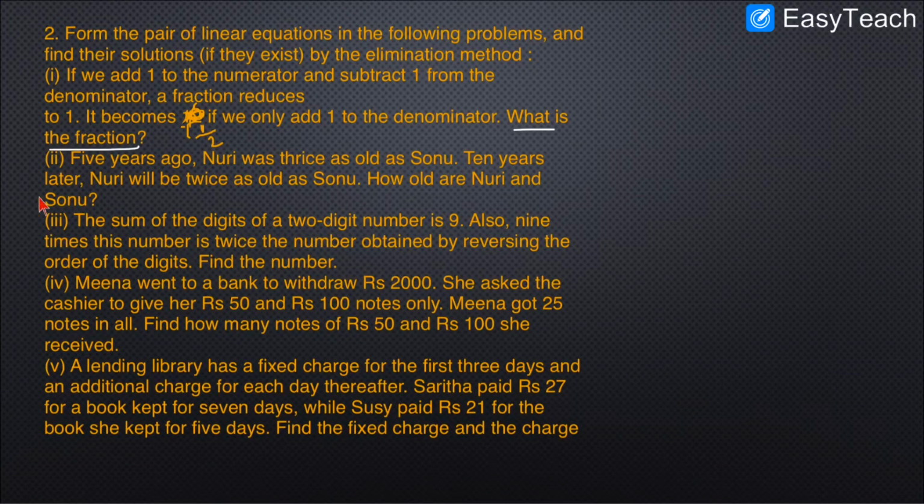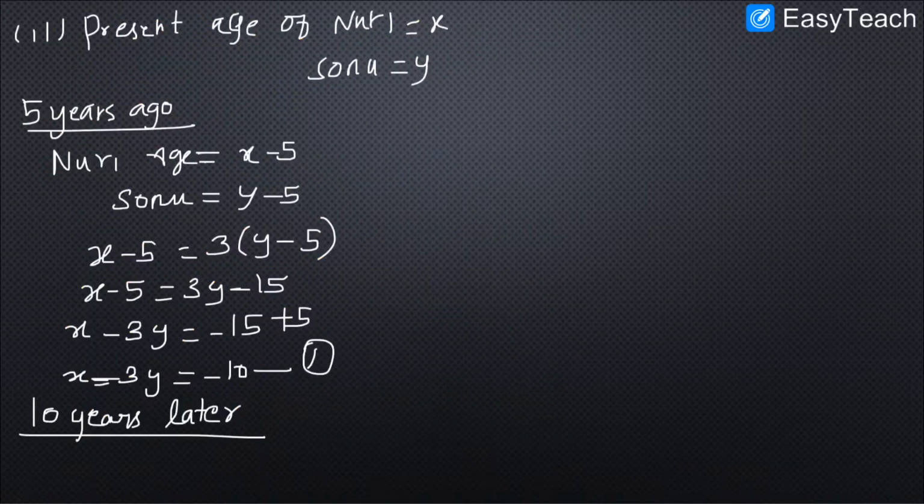Let's see the second statement. 10 years later, Noori will be twice as old as Sonu. So 10 years later, Noori's age will be x plus 10. We just add 10 years to the current age.